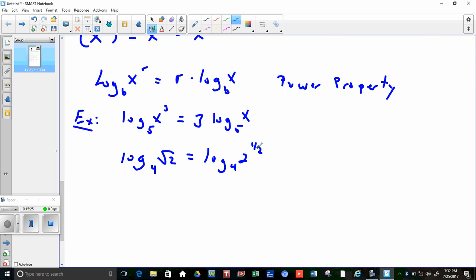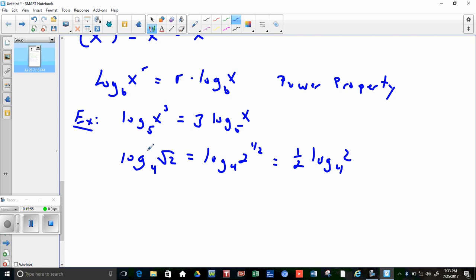Now you can clearly see the exponent here. That exponent can be brought to the front of the log. So this is the same as 1/2 log of 2 base 4. Okay, these are the same thing. And then if you had to go backwards, you could take the 1/2 power, put it up here as an exponent. You could take the 3, put it up here as an exponent, and then you'll be back to this. And that'll go to the condensing part of it, which we'll practice here in just a second.